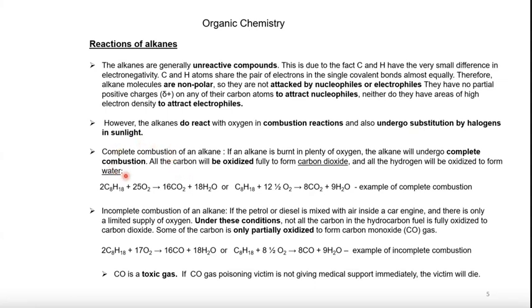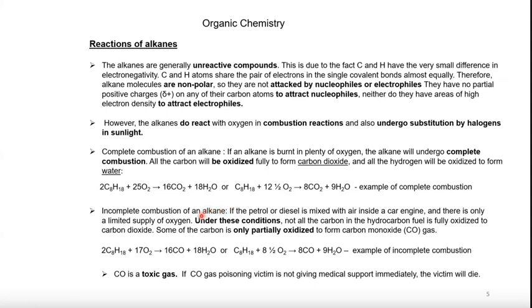So let's talk about combustion reaction. If we have a complete combustion of an alkane, what will be the result? This is the reaction. This is an alkane, and we are completely burning it with oxygen, and then we get carbon dioxide and water. Therefore, if all hydrocarbons are completely burned, that is an example of complete combustion.